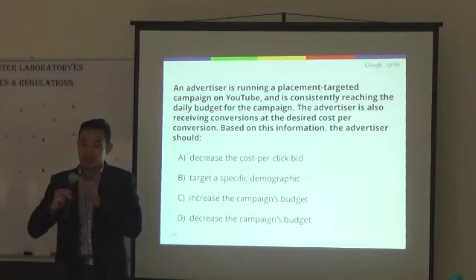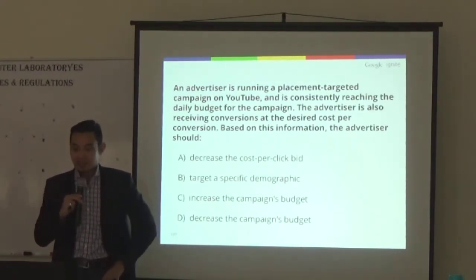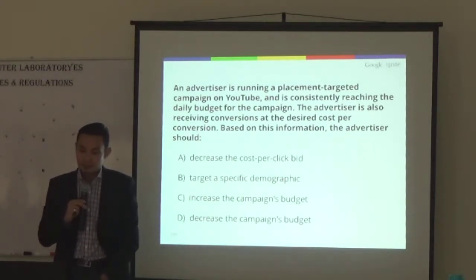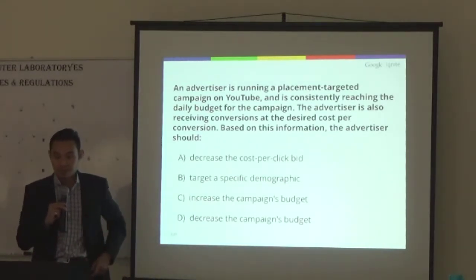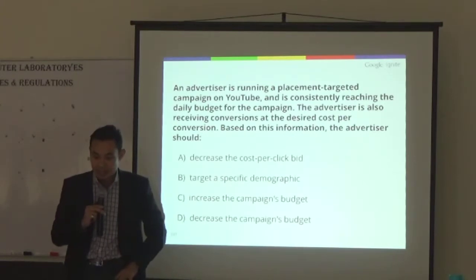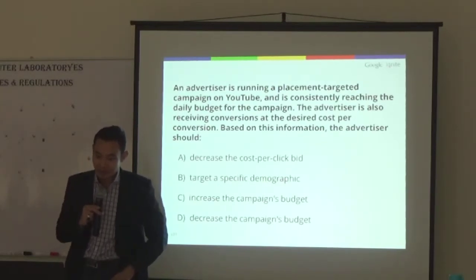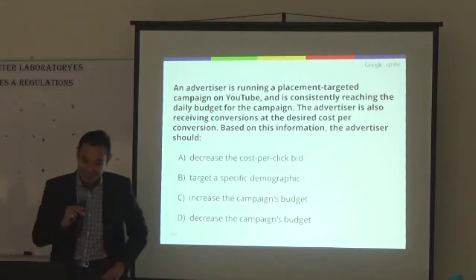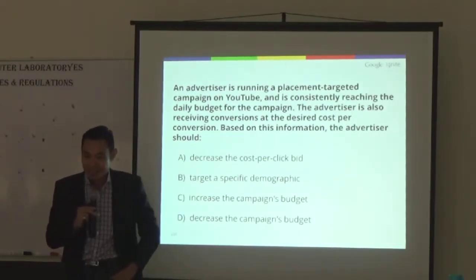Next question here. An advertiser is running a placement targeted campaign on YouTube and is consistently reaching the daily budget for the campaign. The advertiser is also receiving conversions at the desired cost per conversion. Based on this information, the advertiser should do what? Decrease CPC bid, target specific demographic, increase campaign budget, or decrease campaign budget. What should this advertiser do?